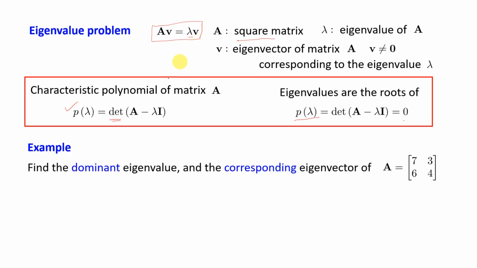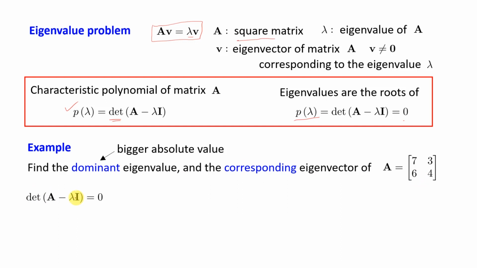So let us take an example to remember what we did in our study of eigenvectors in standard mathematics classes. Here we are interested in the dominant eigenvalue, and by dominant we mean the eigenvalue which is bigger in absolute value, and the corresponding eigenvector coming from this dominant eigenvalue, of the matrix A, which is [7, 3; 6, 4]. So how are we going to get this eigenvalue and eigenvector?